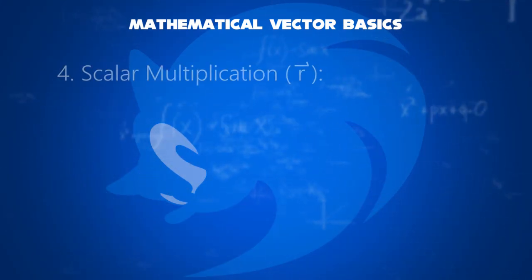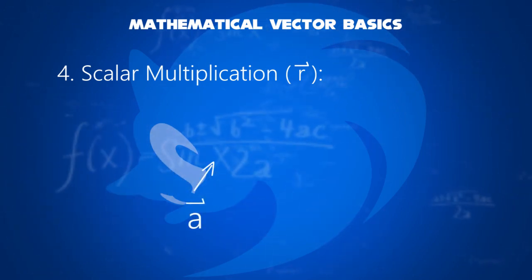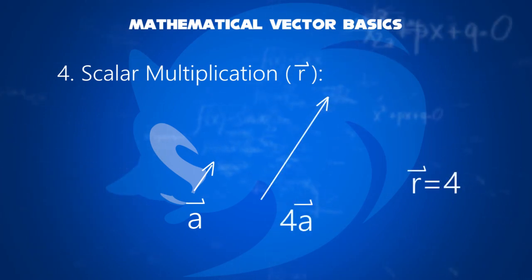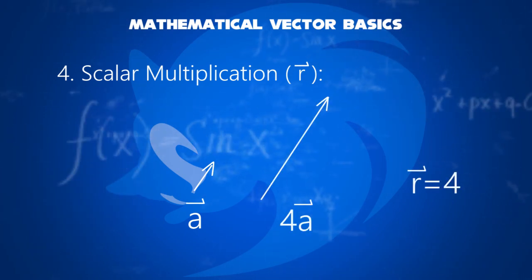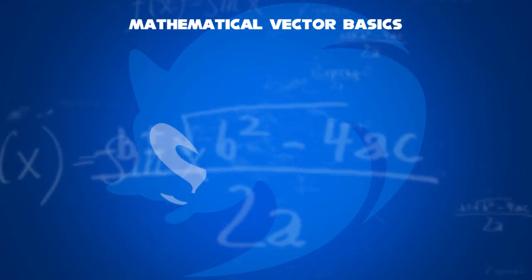Next, the scalar multiplication. A vector may also be multiplied, or rescaled, by a real number r. For example, the vector a will stretch 4 times. This returns the result of a vector 4a. Finally, the length of a vector.